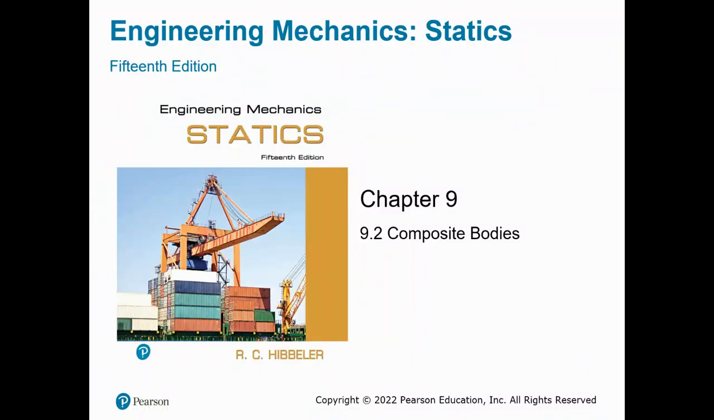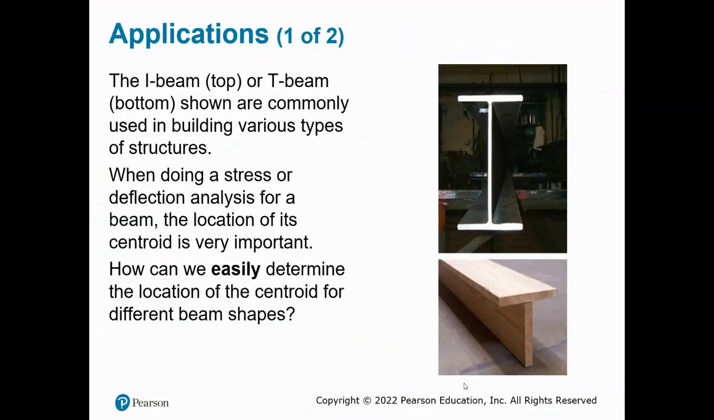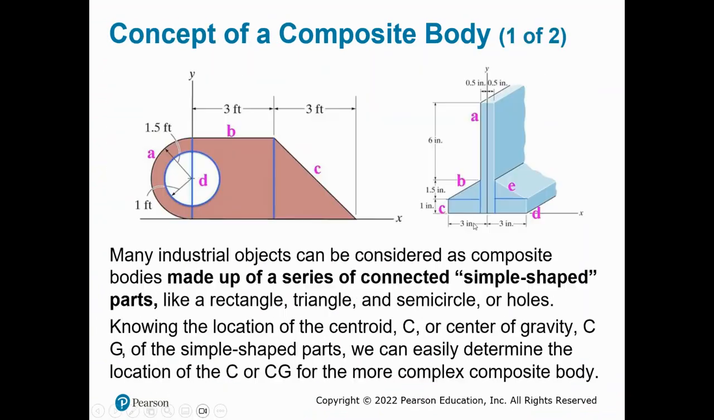Hello everyone. In this video, I am going to talk about Chapter 9, Section 9.2, Composite Bodies. Basically, in 9.1, we learned how to calculate the center of gravity or centroid of a shape in general. So in this section, we are going to look at some geometric shapes that are a combination of rectangle, square, triangle, semicircle, quarter circle, etc.